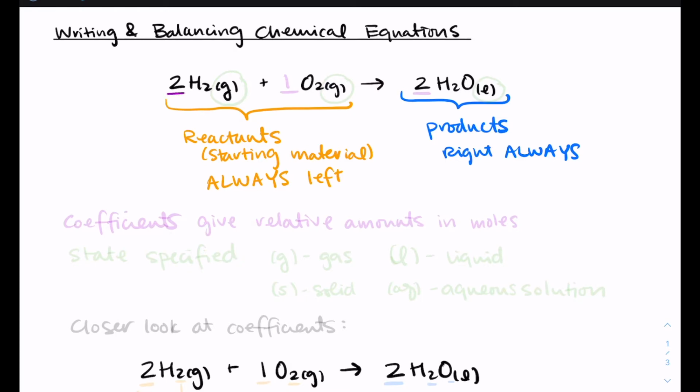The other things that you'll see in my balanced equation, we have some numbers in front of each of the chemicals in this equation. So I've got a 2 in front of the hydrogens. There's nothing in front of oxygen. That's actually like an implied 1, and a 2 in front of the water. The coefficients give the relative amounts in moles. So this is telling me that I need 2 moles of H2 to react with 1 mole of O2 to produce 2 moles of H2O.